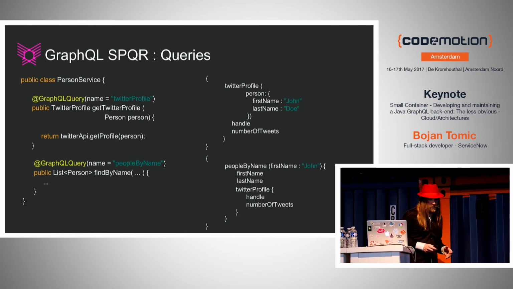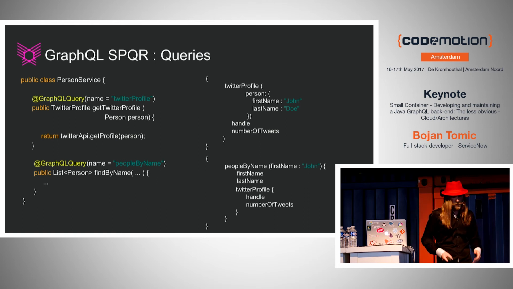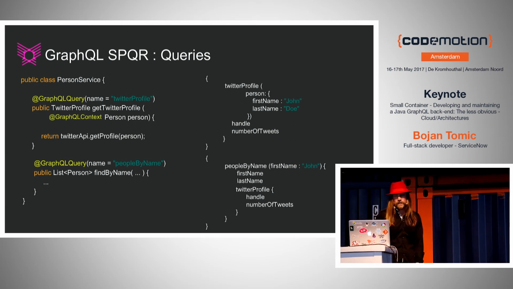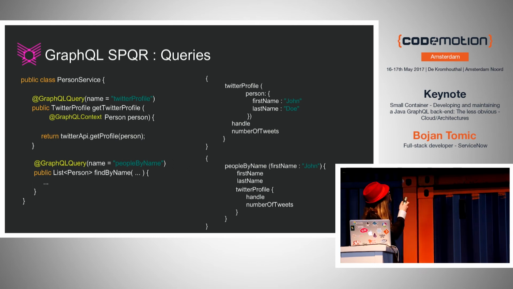So ideally, we would want this. We want to be able to say we want people by name, we want their Twitter profile, and we want the number of tweets inside. So this is what we're going for. So how to get there? Turns out, crazy simple. You just add an additional, so this is the new annotation. So you just mark the person as the context, and that's it.